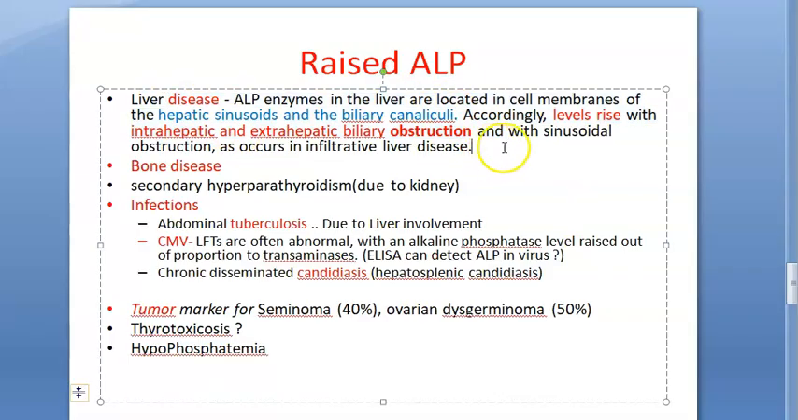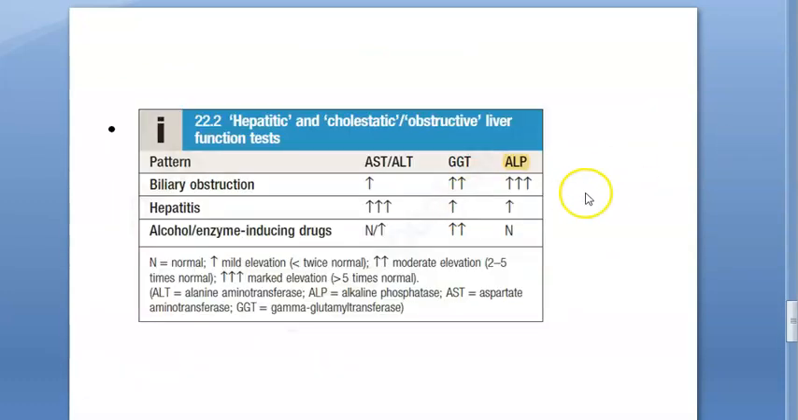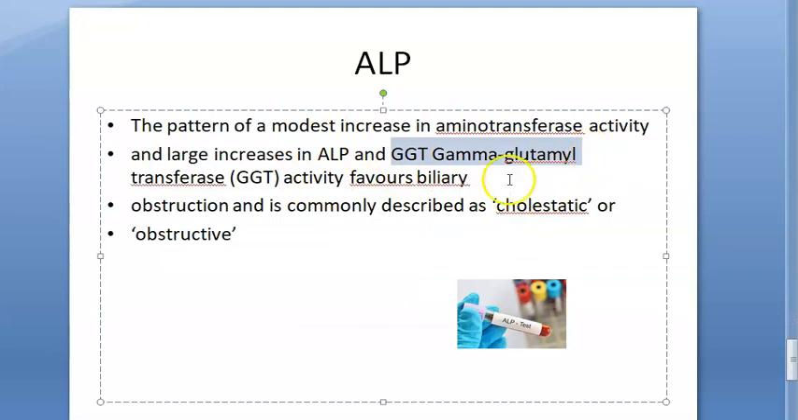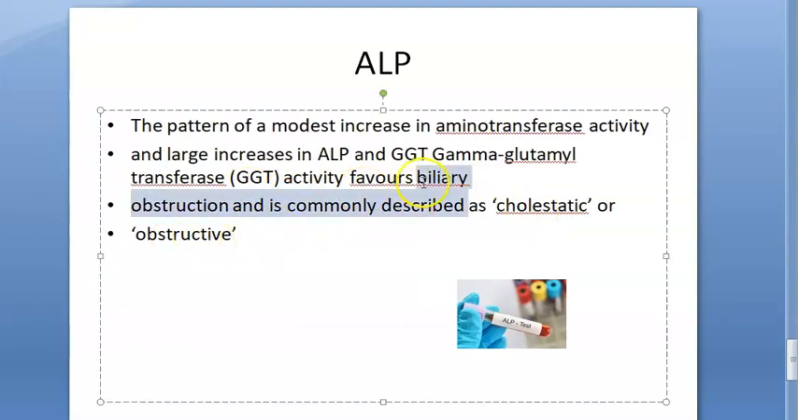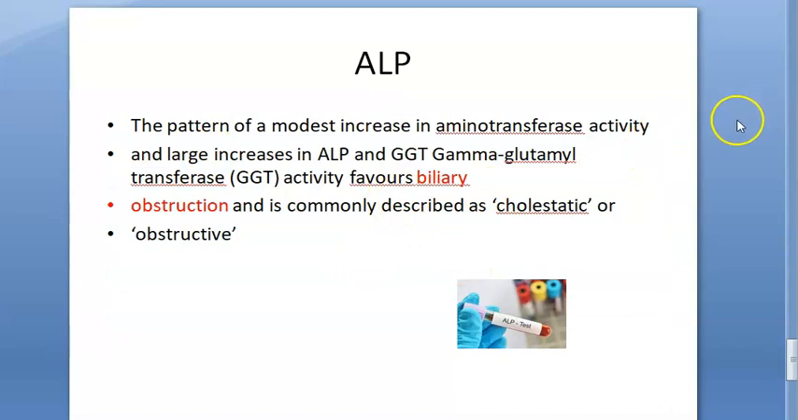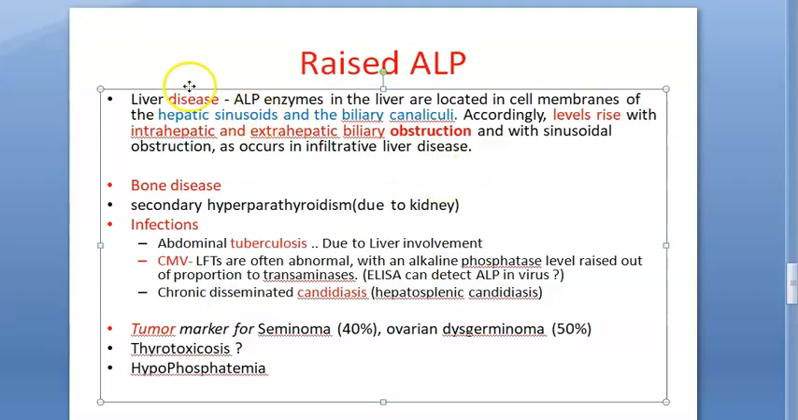So liver disease we have completed. But there is one extra point that you should know. If along with this ALP, gamma glutamyl transferase has also increased, it tells you that it is obstructive, favoring biliary obstruction, commonly described as cholestatic or obstructive. So both should be raised if you think it is biliary obstruction. If both are raised, you can confirm that it favors biliary obstruction. Okay, so we are done with hepatic or obstructive raised ALP.